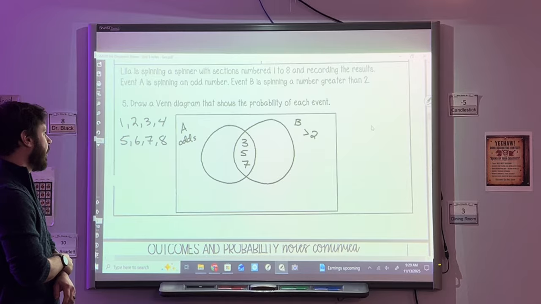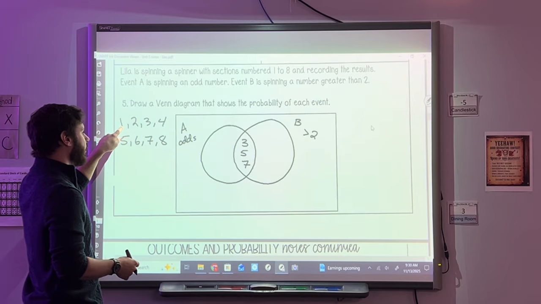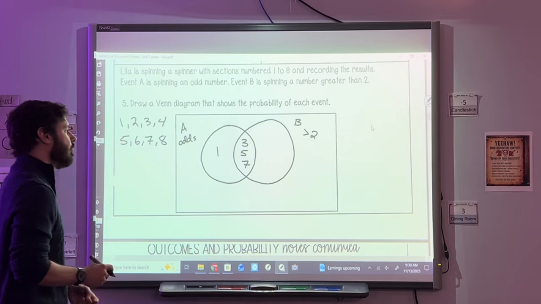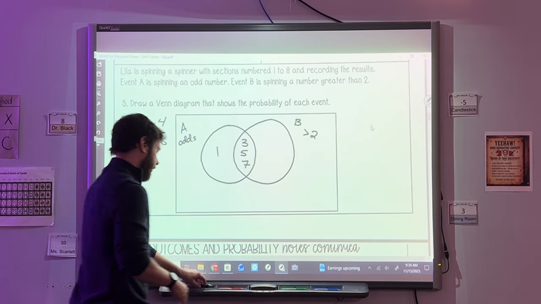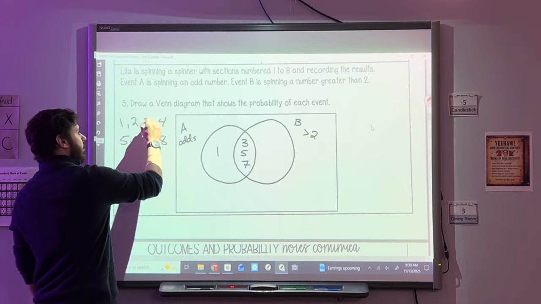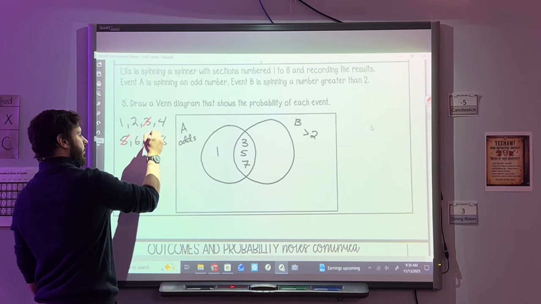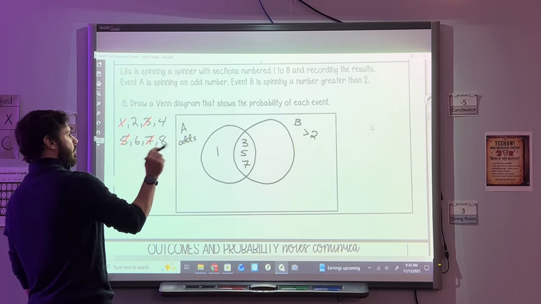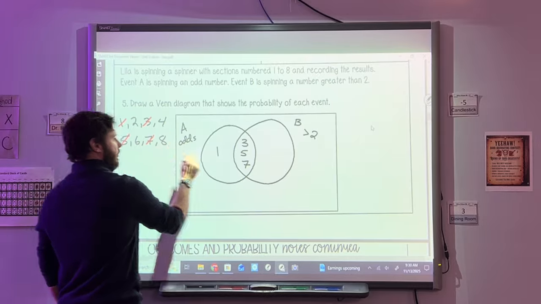Now let's go back and grab the rest of it. The odds that weren't included, just 1. And then bigger than 2. Let's cross off the ones I've already done. 3, 5, 7, 1. Stuff that's bigger than 2 goes over there. 4, 6, and 8.